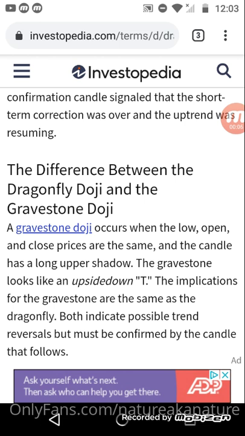Alright, so the difference between a Dragonfly Doji and a Gravestone Doji. There are four types of doji. Dojis have upper and lower shadows that can vary in length, resulting in four candlesticks that look like crosses and T's and plus signs. The word doji refers to both the singular and plural form.